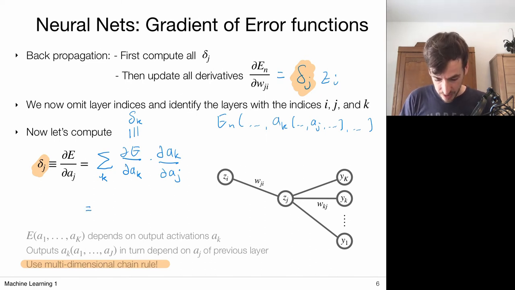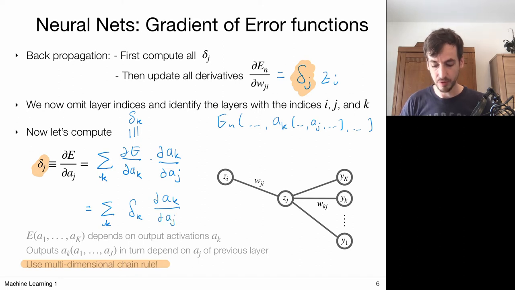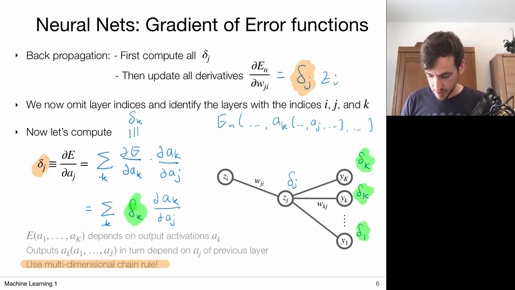Okay, so to keep it a bit simple, I'm going to denote this as the sum over k of my node errors delta k times the derivative of a_k with respect to a_j. So the derivative of my kth node to the jth activation. So this tells me if I want to compute the error at node j, then I'm going to need the errors at the nodes at my higher layer in the network, right? So we're going to have this flow of information, where the errors at my higher nodes contribute to the error of my lower nodes. So this is essentially the idea behind backpropagation.